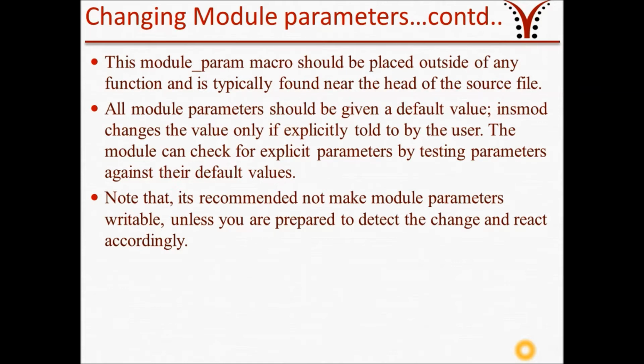This module_param macro should be placed outside of any function and is typically found near the head of the source file. If you want to use module parameters, you need to use this module_param at the top of your source file, preferably after including all your header files. All module parameters should be given a default value. Insmod changes the value only if it is explicitly told by the user. The module can check for explicit parameters by testing parameters against their default values. Note that it is recommended not to make parameters writable unless you are prepared to detect the change and react accordingly.